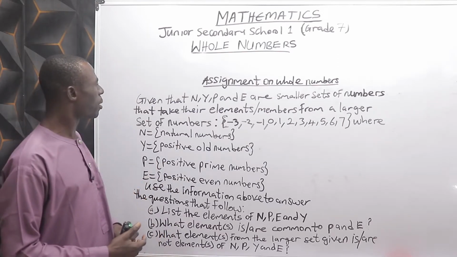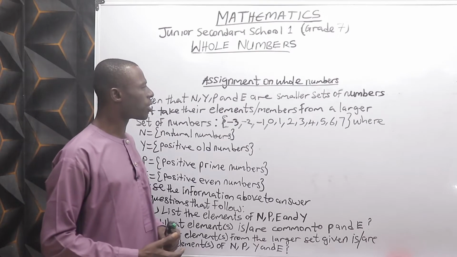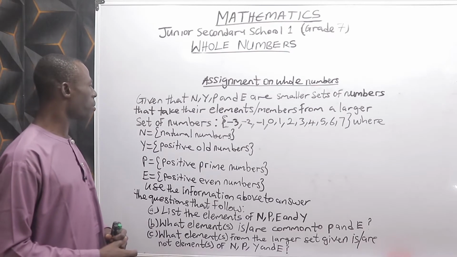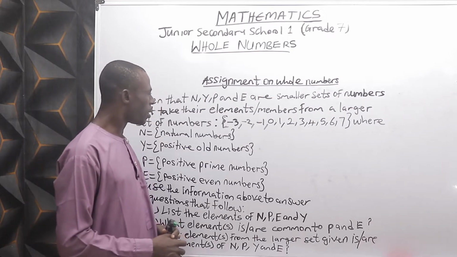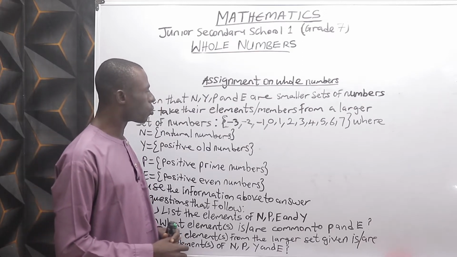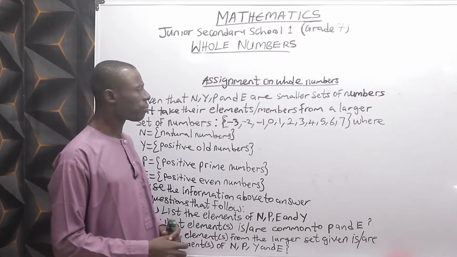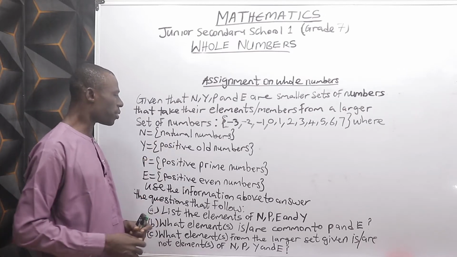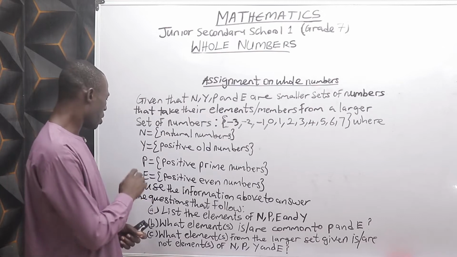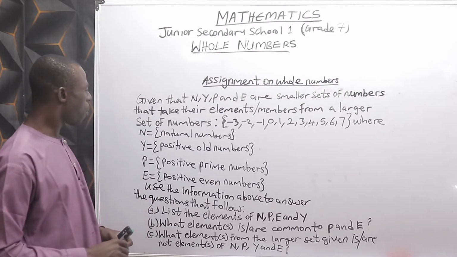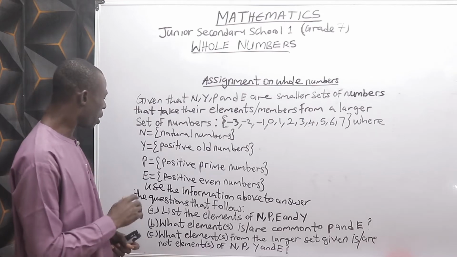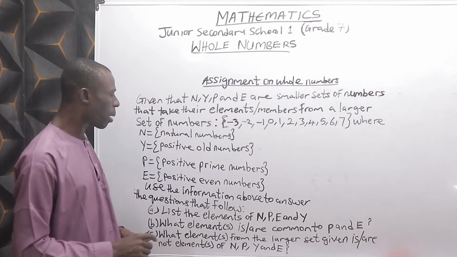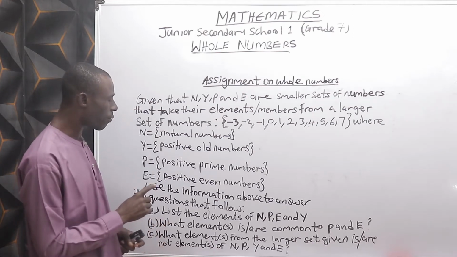Given that N, Y, P and E are smaller sets of numbers that take their elements or members from a larger set of numbers -3, -2, -1, 0, 1, 2, 3, 4, 5, 6, 7. Where N represents natural numbers, Y represents positive odd numbers, P represents positive prime numbers, E represents positive even numbers. Use the information above to answer the questions that follow.